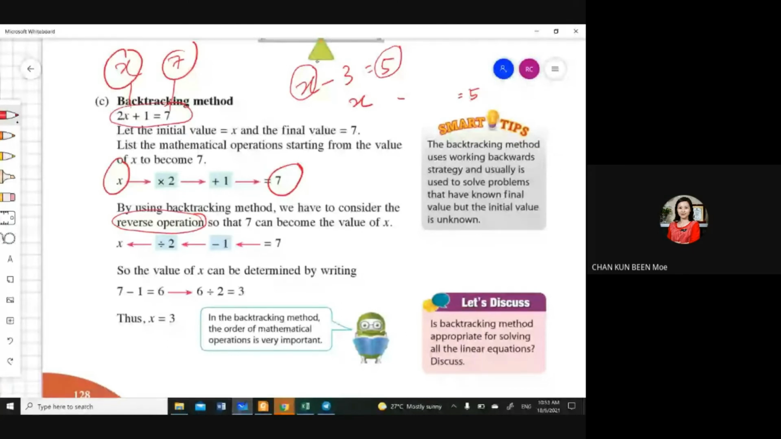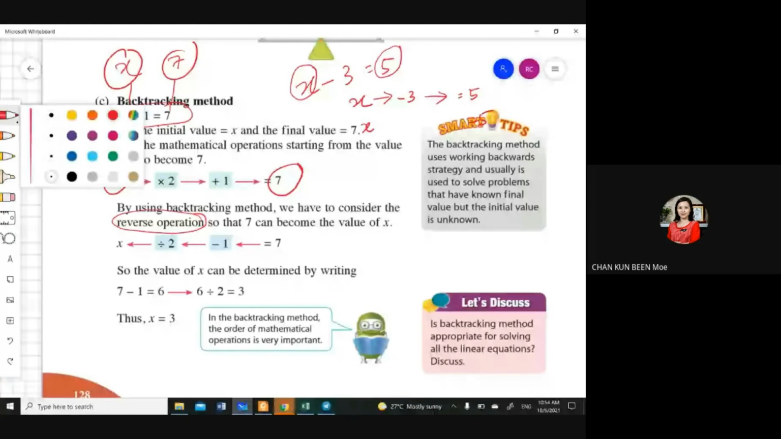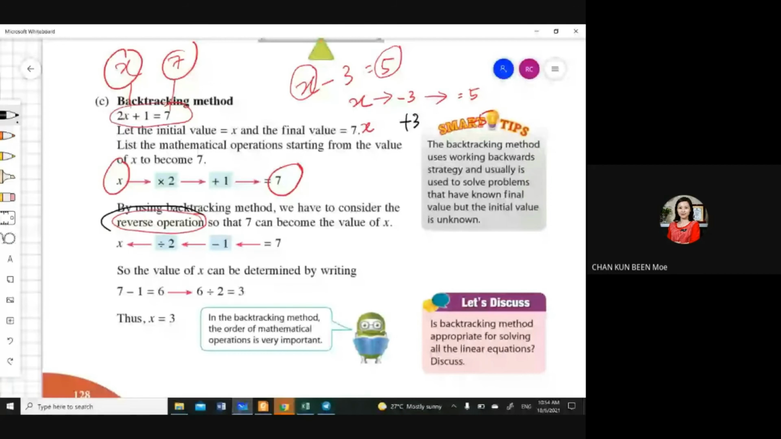This is going from left to right. But then we are going to use the backtracking method, so we write down the x and the 5 first. What will the negative 3 be, class? It will be the reverse, positive 3. See, reverse operation. Multiply by 2 becomes divide by 2. Positive 1 becomes negative 1. You reverse it. Okay or not?